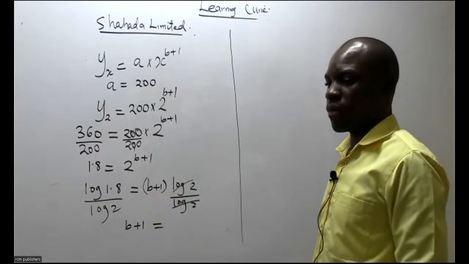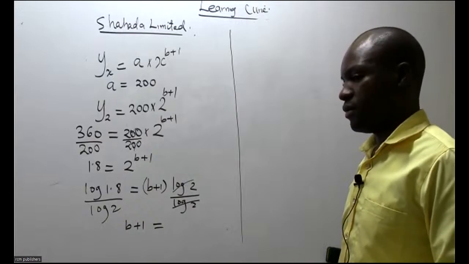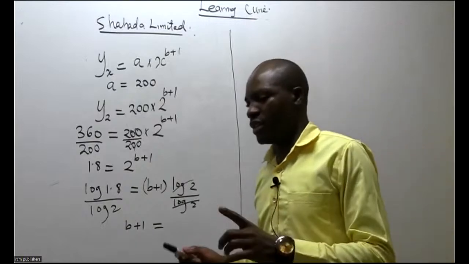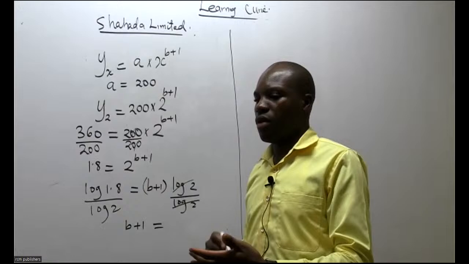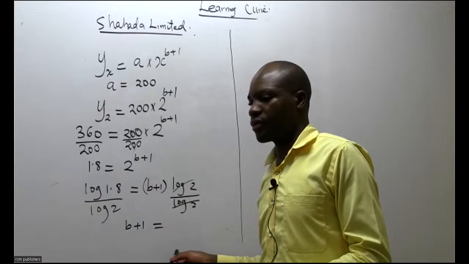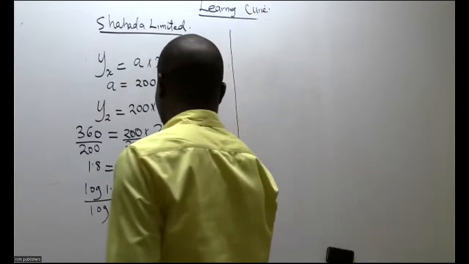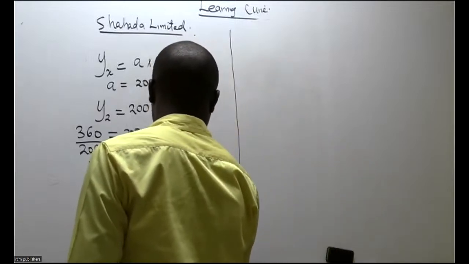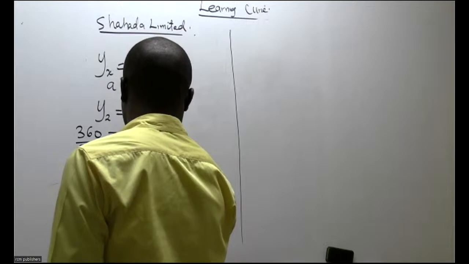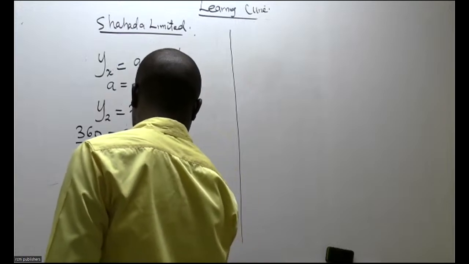What are you getting? Log 1.8 divided by log 2. The way it is, just go to your calculator. Log 1.8 divided by log 2. What will we have here? 0.8480. That is what we have. Are you able to go ahead and give me the value of B? B is equal to 0.8480 minus 1.